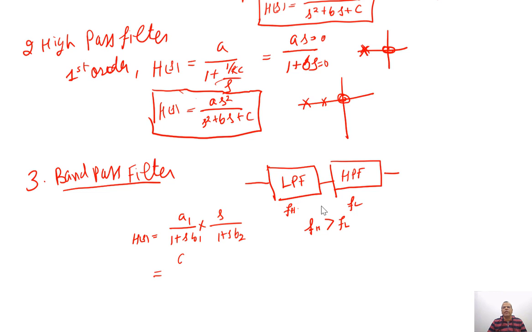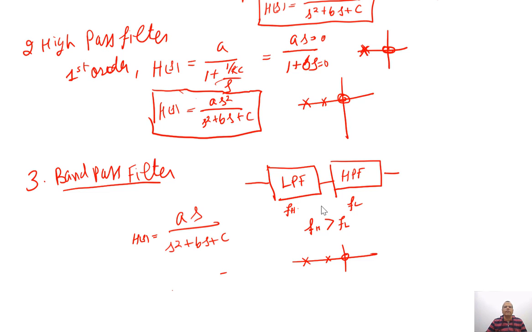So this will be something like this: a1 s plus b dash over s square plus c s plus 1. Finally what I mean to say, it has 1 0 at origin and two poles in the left half. So a band pass filter has, in general, you can write a simplified expression. The transfer function of a band pass filter will have one 0 at origin, and there will be two poles located in the left half of S plane.